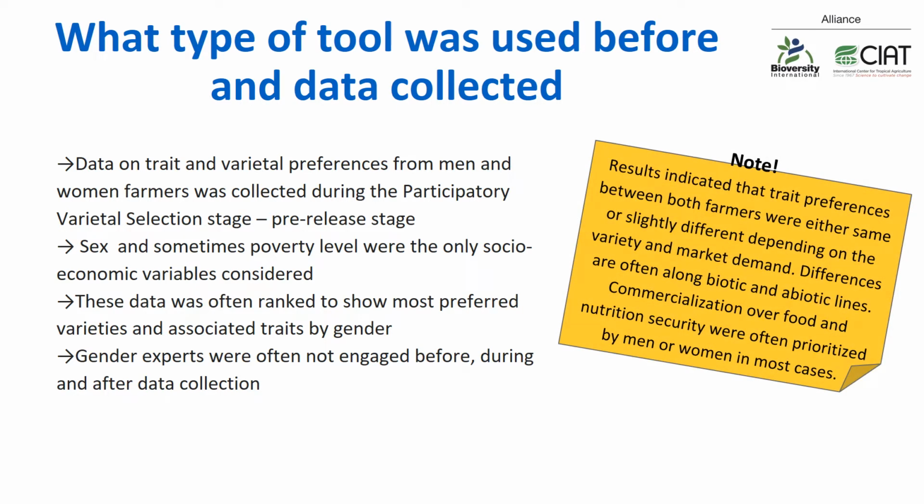Now, most of the results showed that there are often differences along biotic and abiotic lines. Sometimes these might be very big differences, where men are going more for market varieties and women more for varieties that have to do with food and nutrition security. But we also have cases where these traits are actually merging in the middle. And that is more in countries where there's commercialization of beans, so men and women are all interested in the market.